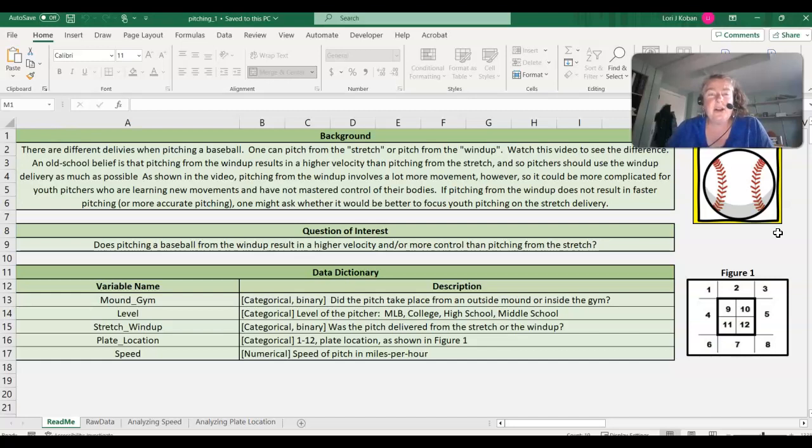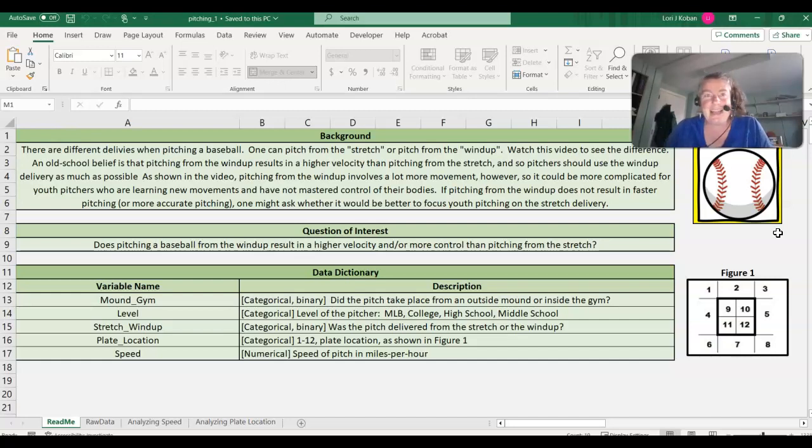If the answer is no, and pitching from the stretch yields a velocity that's as fast and an accuracy that's as good as pitching from the windup, well, then the stretch has the advantage in that it has a lot less motion, and so would be simpler to teach younger pitchers how to pitch. And so maybe that should be a concentration for youth.